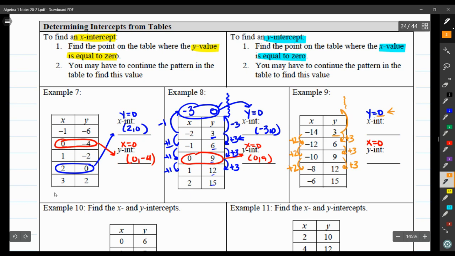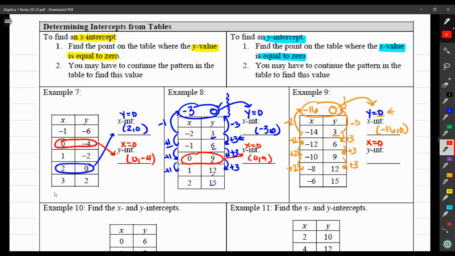So I'm going to work backwards on my table. I'm going to subtract 3 from the y's, and look, I get my 0. Then I have to subtract 2 from -14 to get -16. And this created my x-intercept at -16, 0. So I found it. It's just not on the table currently.